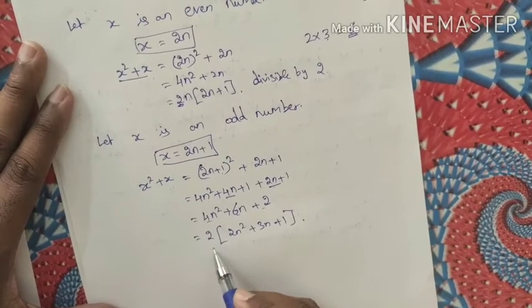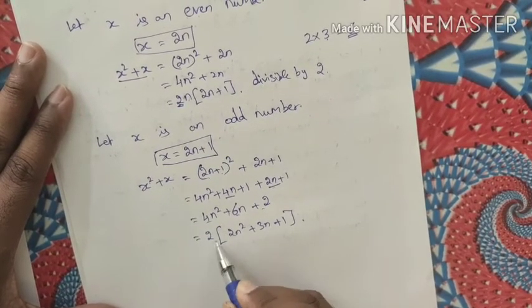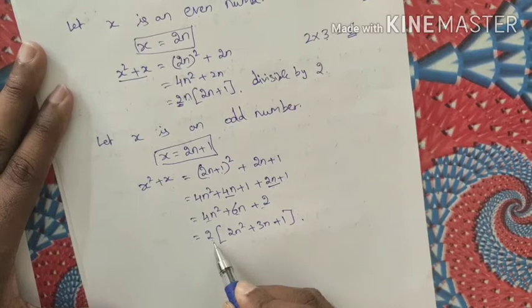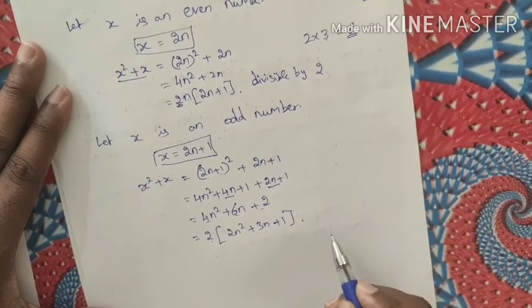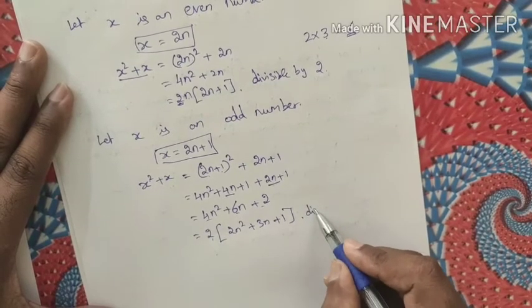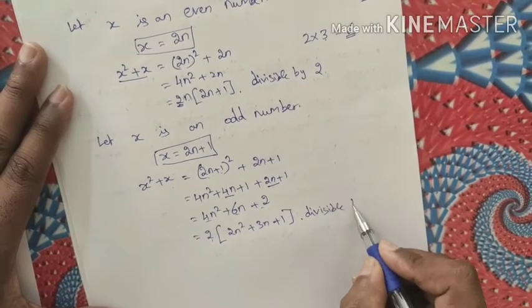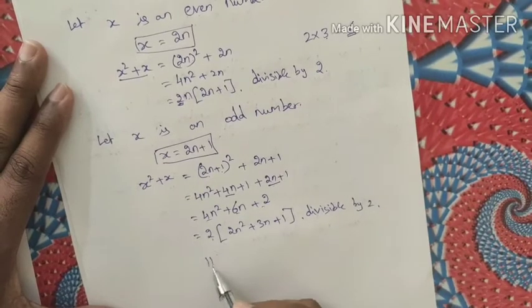Here also the same. Whatever the inside number is, when multiplied with an even number like 2 or 4 or 6, we get again an even number. So it is also divisible by 2. Hence proved.